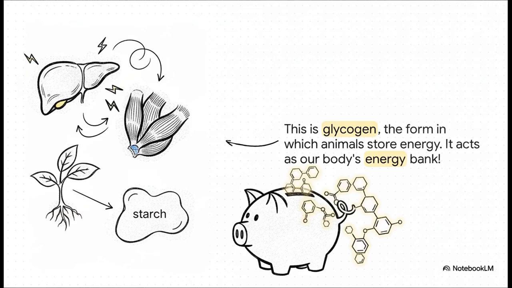Well, just like you put your rupees in a bank. These polysaccharides are just long chains of sugars. In plants, their energy bank is called starch. In animals, like you and me, it's called glycogen.